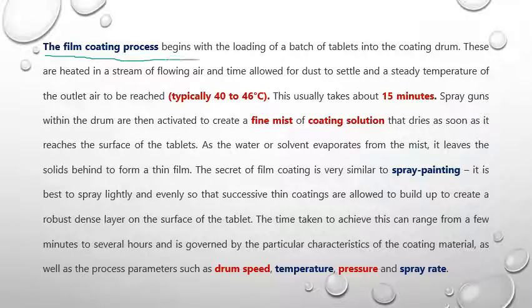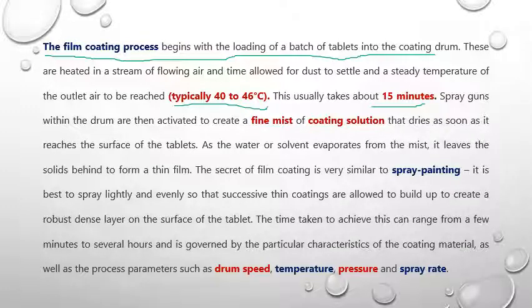The film coating process begins with the loading of a batch of tablets into the coating drum. These are heated in a stream of flowing air, which allows time for the dust to settle and a steady temperature of the outlet air to be reached. Typically it's 40 to 46 degrees Celsius. This usually takes only 15 minutes.